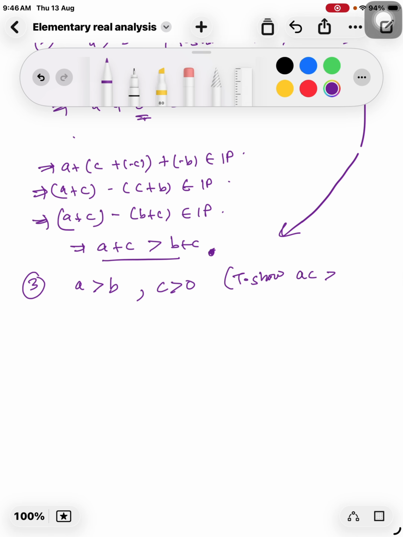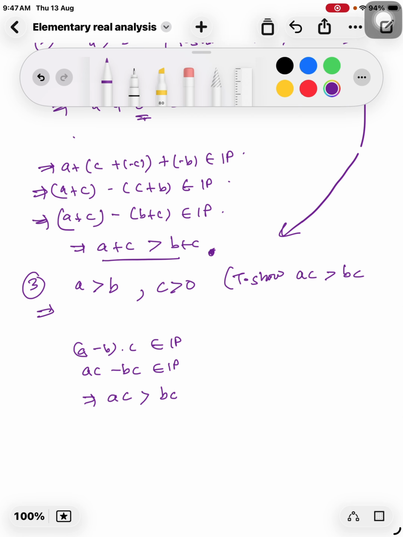AC greater than BC. So if we have to show, so let us try the same way, उल्टा चलने की तरह कि हमें जाना कहाँ है. हमें दिखाना है AC should be greater than BC, right? That means we have to show AC minus BC should be in P. That is, if we look at distributivity, A minus B into C should be in P, right?